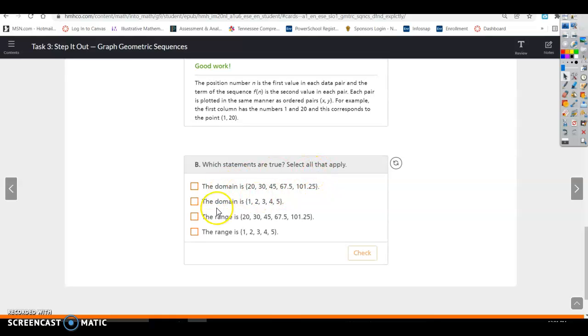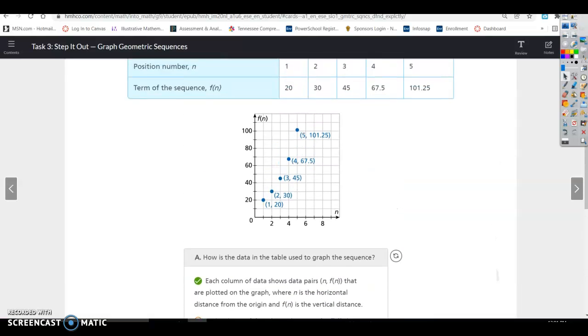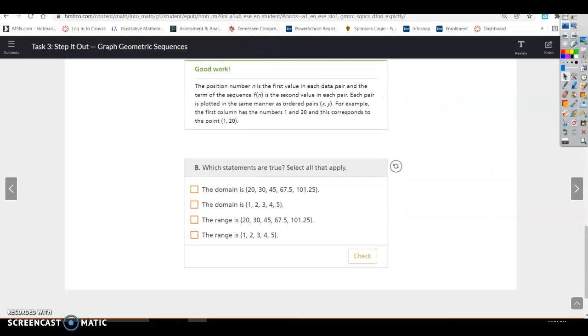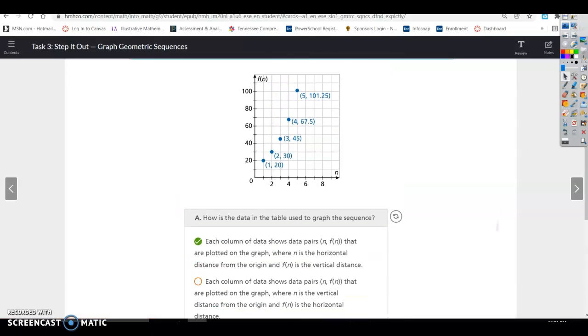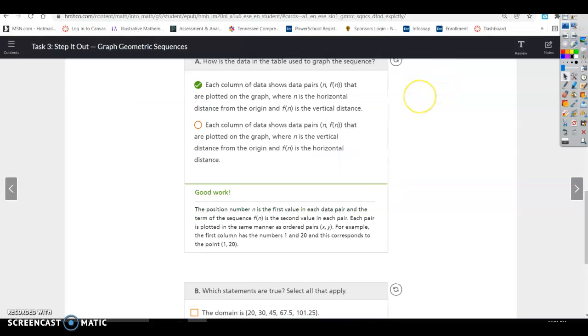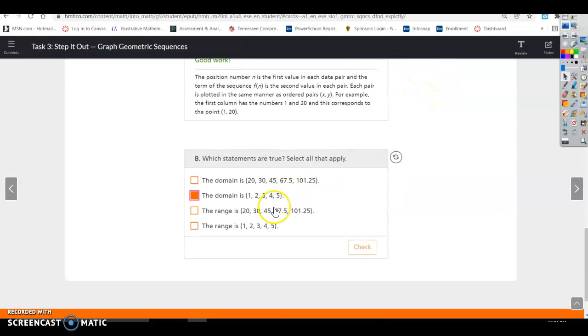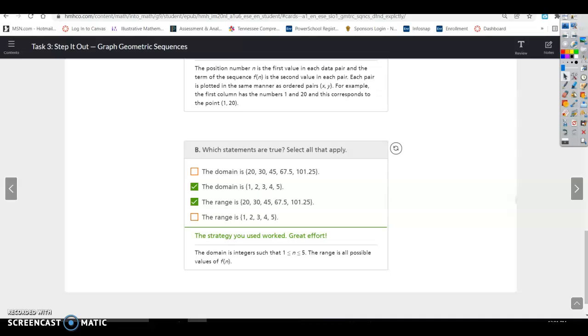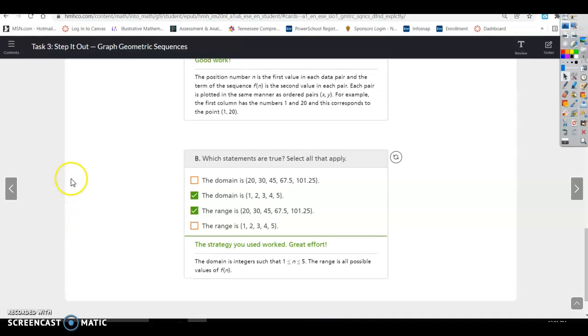Which statements are true? Select all that apply. The domain, we looked at the domain. The domain would be our n's, so 1 through 5. And the range would be the f of n, so 20, 30, up through 101.25. So this would be our range. And that would be how you find the domain and range from a geometric sequence. All right, that's all for task 3. If you have any questions, let me know.